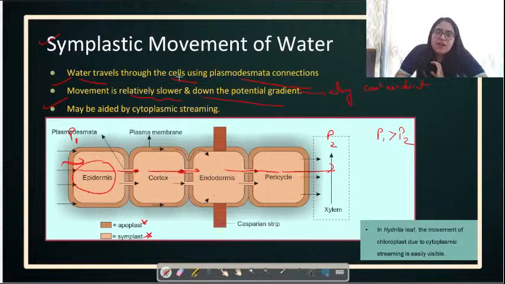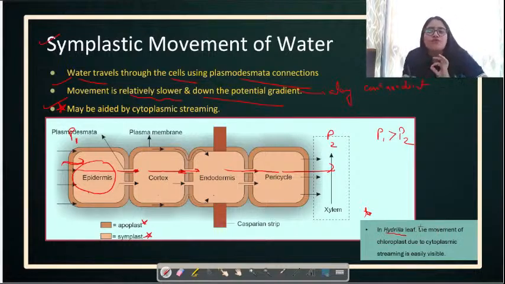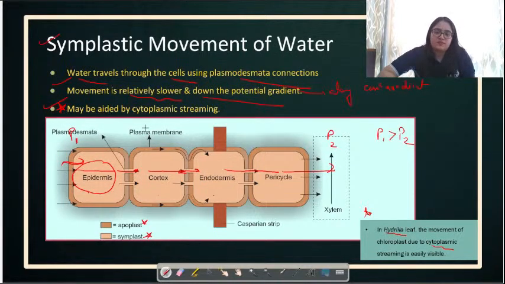Next, the symplastic movement of water can also be aided with the help of cytoplasmic streaming. Such cytoplasmic streaming you can easily observe in a Hydrilla leaf, where the movement of chloroplasts takes place with the help of cytoplasmic streaming. So such a movement can easily be seen in a Hydrilla leaf where chloroplasts move with the help of cytoplasmic streaming.